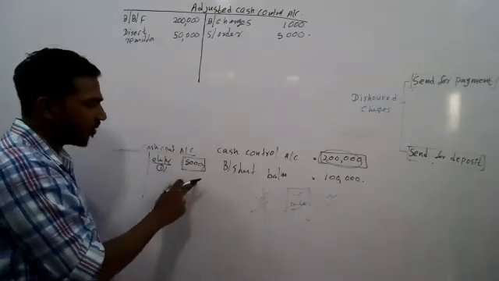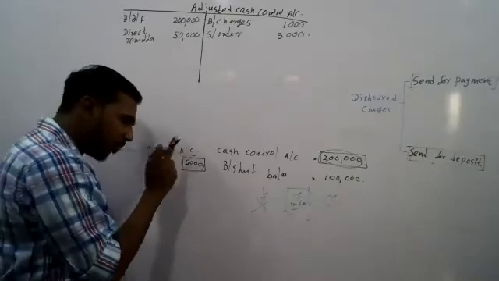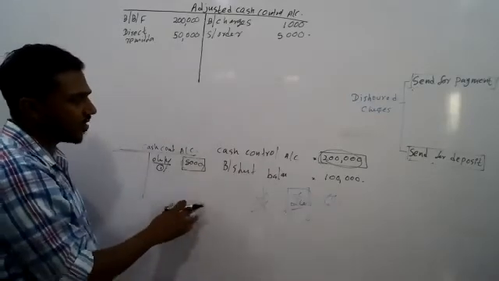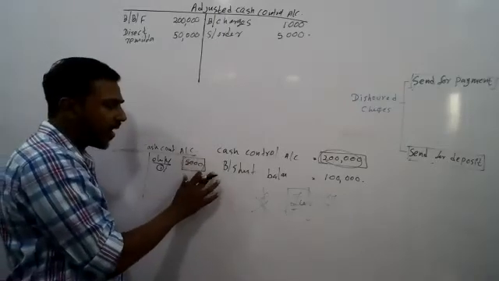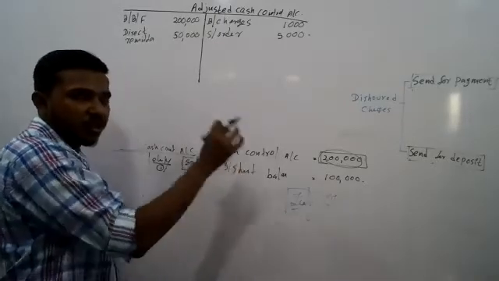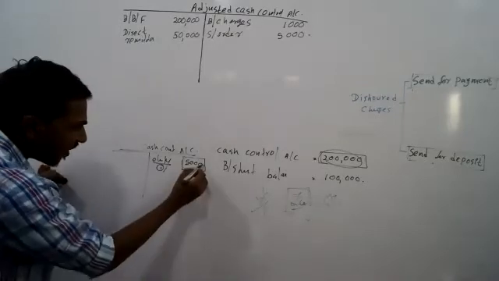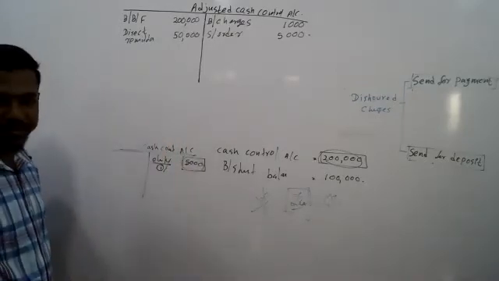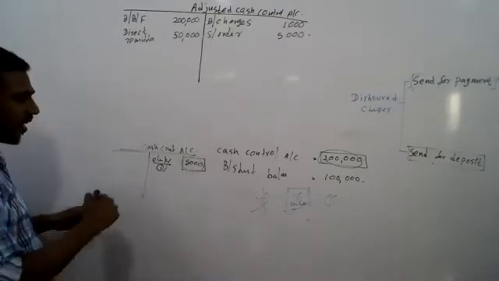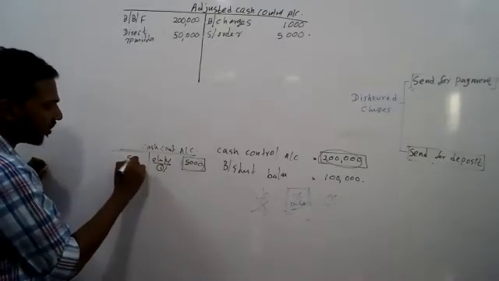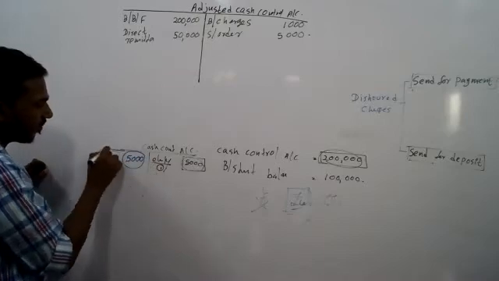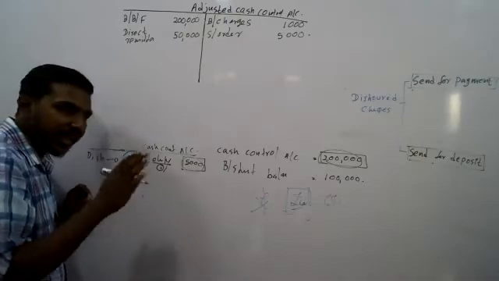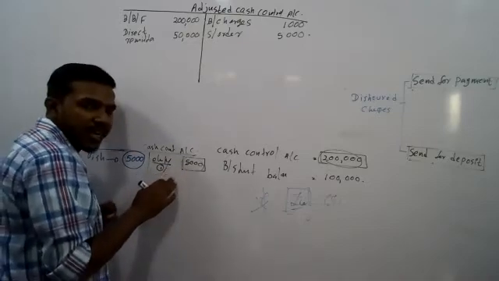You send it for payment, and if it is dishonored, the bank says they can't accept the check because the amount is not clear. So if this is dishonored, you have to eliminate it. You have to remove this transaction. Then the cash control account should be debited. Clear? First thing is identify what was the initial entry.